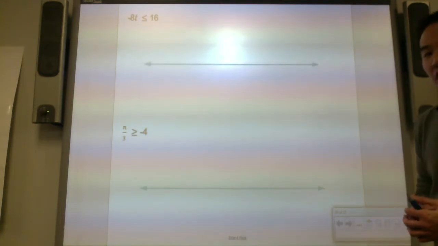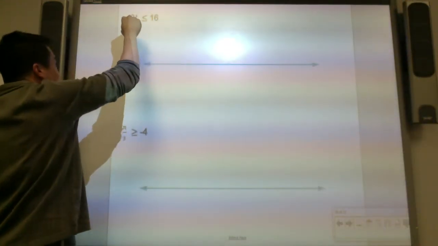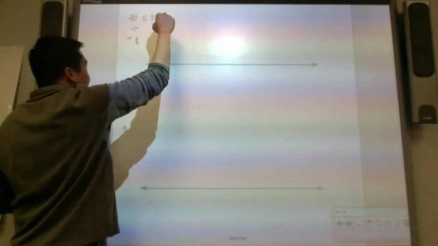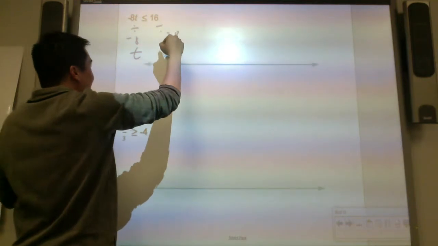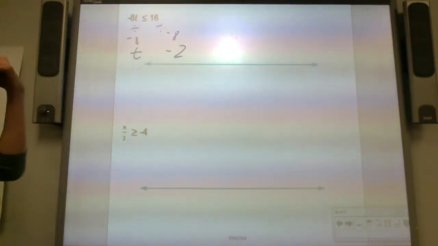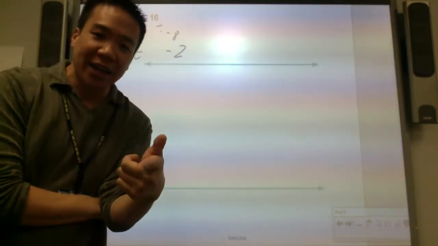Now let's try some of the harder ones. This one, we're dividing by negative 8. So it's t, 16 divided by negative 8 is negative 2. Let's see, I divided by a negative number.